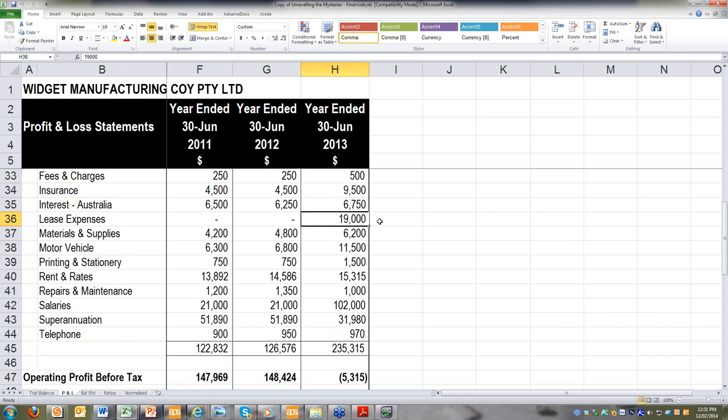Woo, here we go, salaries. 21, 21, 102. What's going on? We've been out there and done a site visit. We know there's a storeman. So who's this other person? We talked to the director. That's the marketing person. So the marketing person is really getting out there and selling. So again, we've had to start spending some money. Okay, fair enough. Superannuation, $50,000.